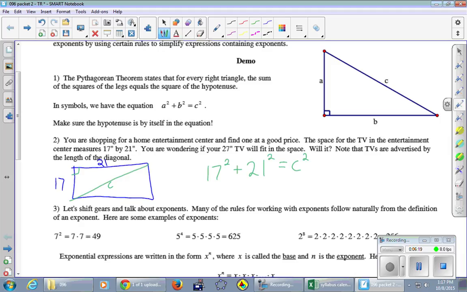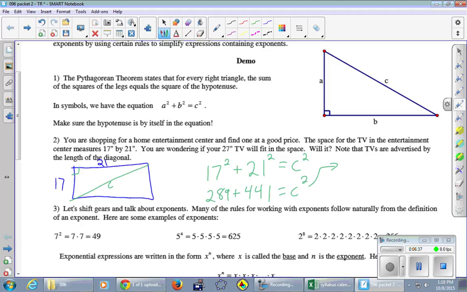Everybody see it? Perfect squares are the second column. We go to 17. What do we find? 289. That's what goes right here. Plus 21 squared is 441. Everybody see that in the charts? That is equal to C squared.